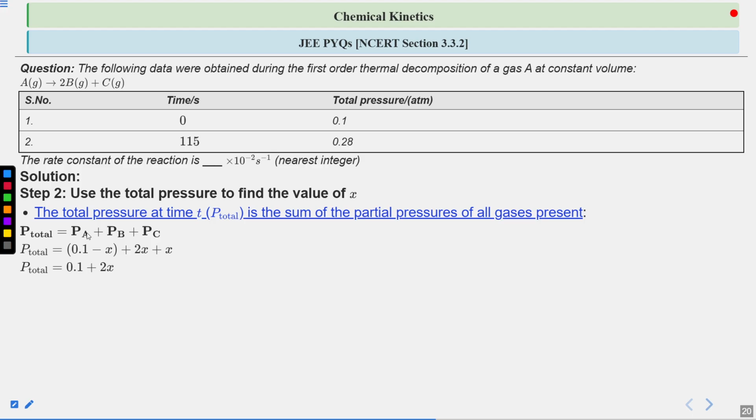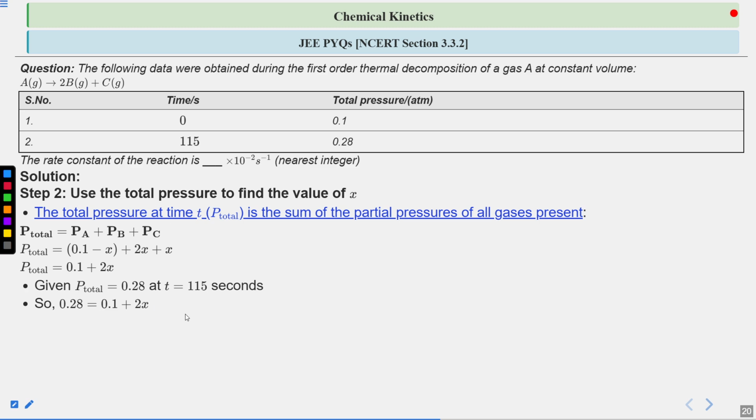Their sum is equal to total P, and you put in the formula. PA is 0.1 minus X, PB is 2X, PC is X. When you solve this, the P total comes out as 0.1 plus 2X, because the minus X plus X cancel out, and plus 2X will remain. We are given that the total pressure at 115 seconds is 0.28. So you can write this total pressure equation as 0.28 equals 0.1 plus 2X.